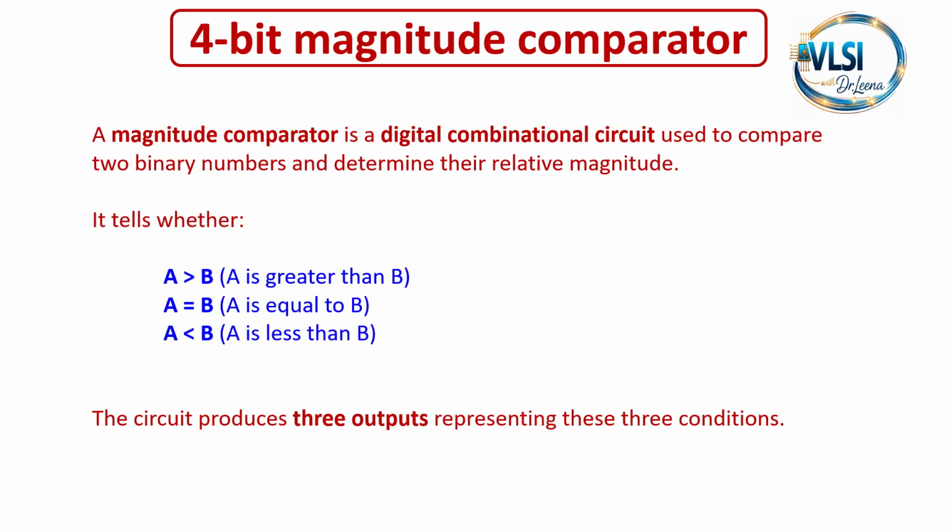Now, what is a magnitude comparator? A magnitude comparator is a digital combinational circuit used to compare two binary numbers and determine their relative magnitude. It tells whether A is greater than B, A is equal to B, or A is less than B. The circuit produces three outputs representing these three conditions. Now let's enter into the RTL coding.